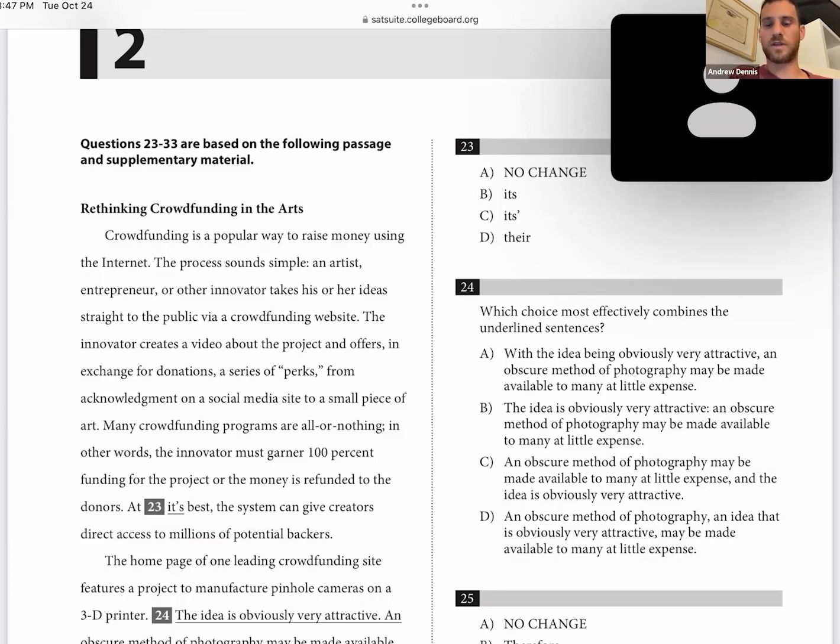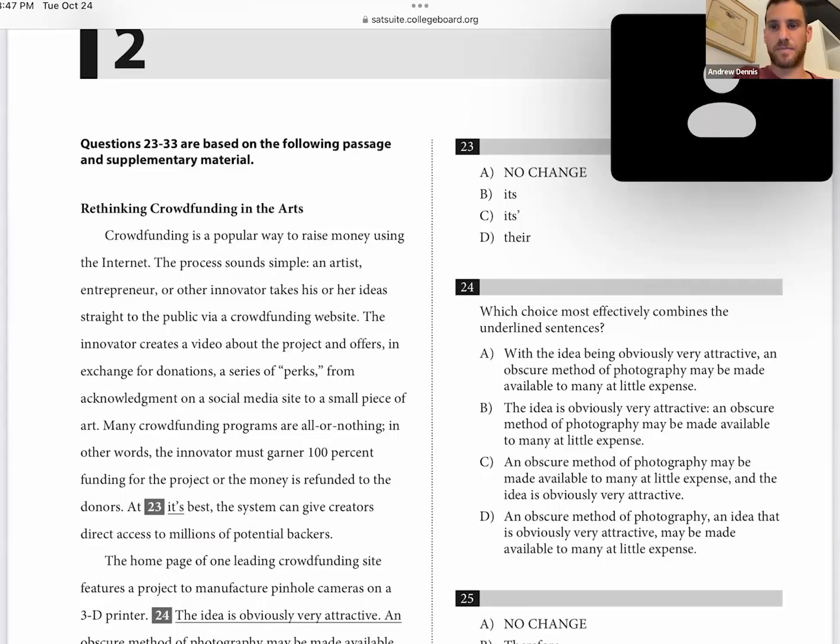The homepage of one leading crowdfunding site features, 23. At its best, it's possessive, it's non-possessive, there. So the system, is it a human or is it a thing? And is it plural or is it singular? I guess it doesn't matter if it's a human or a thing, it's a thing, but is it plural or singular? And is it possessive or not? What do you think about 23?